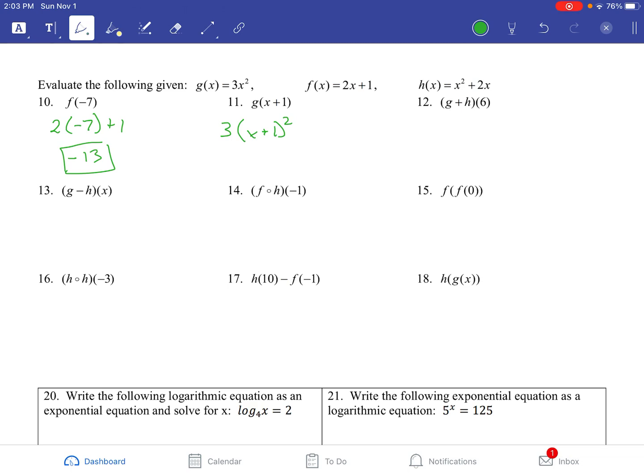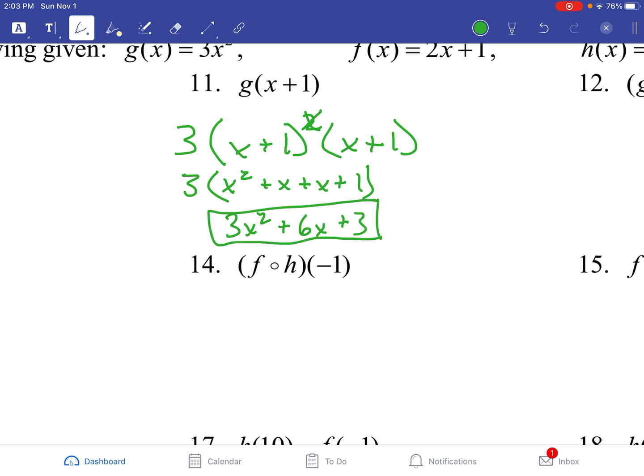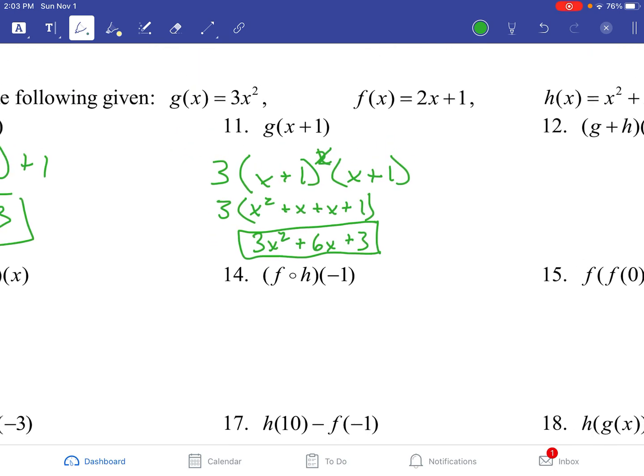G of x plus 1, so we have 3, replacing the x value with x plus 1 and squaring it. We're going to actually multiply this out. So we're going to get rid of the squared part and replace that with x plus 1 times itself. So we have, I'm going to make this bigger, x squared plus 2x plus 1, all of that times 3. If we combine the like terms and multiply by 3, we'll get 3x squared plus, there's 2x's, times 3 is 6x plus 3. And that will be your final answer for number 11.